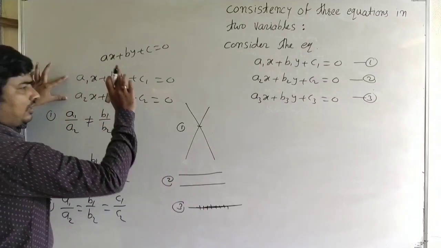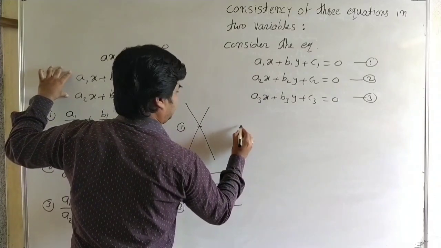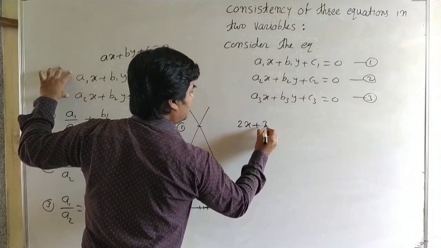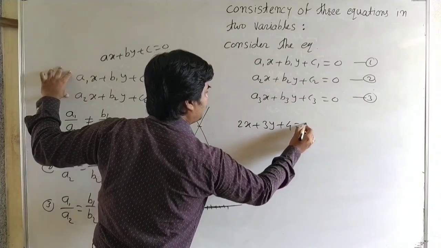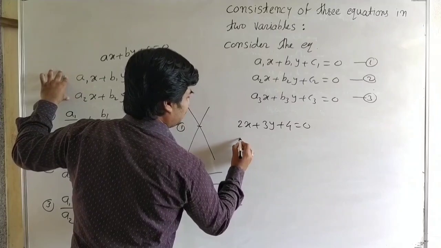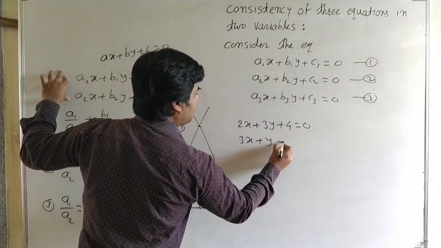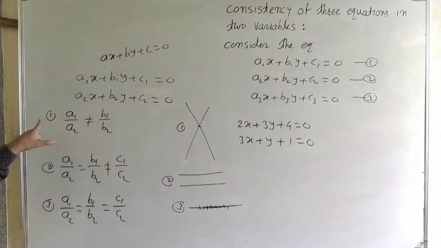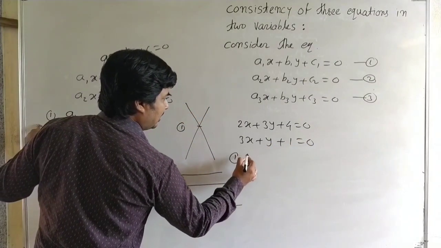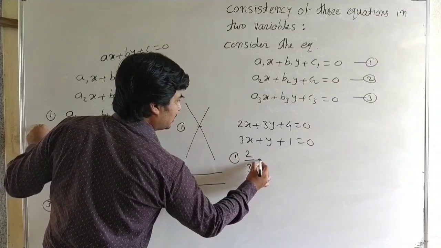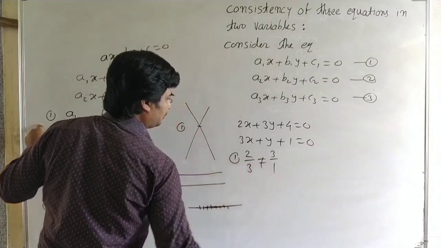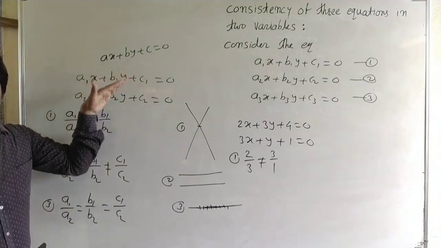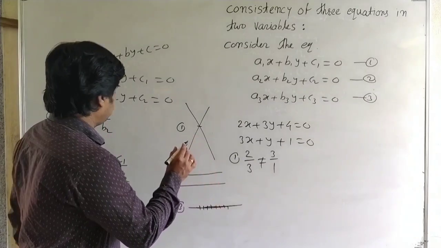Here we can consider two equations. Suppose 2x plus 3y plus 4 is equal to 0, and the second equation 3x plus y plus 1 is equal to 0. For the first case, see carefully, 2 upon 3 is not equal to 3 upon 1. Therefore the lines are consistent, that means they have a common solution.